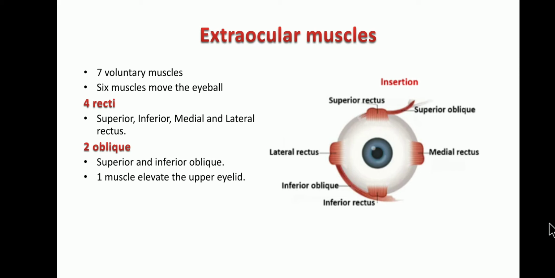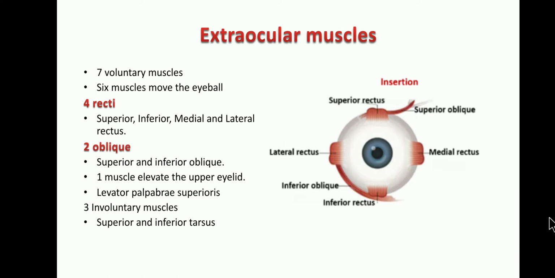Recti are superior, inferior, medial and lateral rectus, and superior and inferior oblique. There are also involuntary muscles outside the eyeball. 3 muscles are there: superior tarsus, inferior tarsus, and then the orbitalis muscle. So these are extraocular muscles. Same way, inside the eyeball you have sphincter pupillae, dilator pupillae, and then the ciliaris muscle. So they are mainly for accommodation.